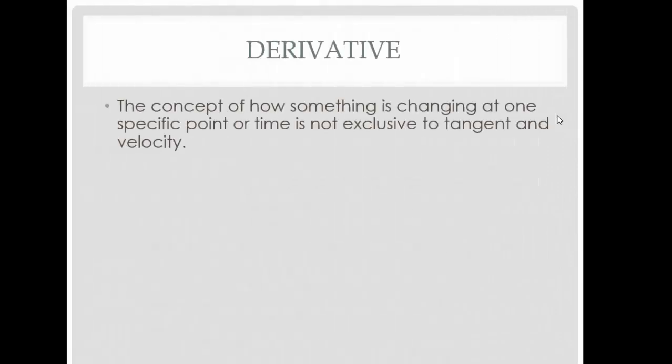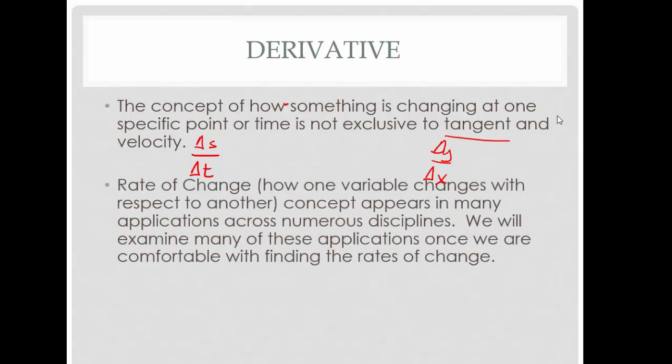So now we have examined two different situations where we want to talk about how two things are changing with respect to each other at one specific point or time. If you're talking about a tangent line, you want to talk about how y is changing with respect to how x is changing. If you're talking about velocity, you want to talk about how position is changing with respect to how time is changing. But you want to do these at one specific point, not over the course of time or between 2 points.